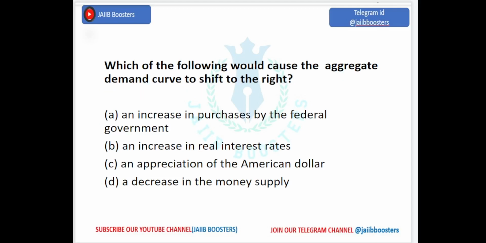Which of the following would cause the aggregate demand curve to shift to the right? The options are: the increase in purchases by the federal government, an increase in real interest rates, an appreciation of the American dollar, a decrease in the money supply. The answer is an increase in purchases by the federal government.